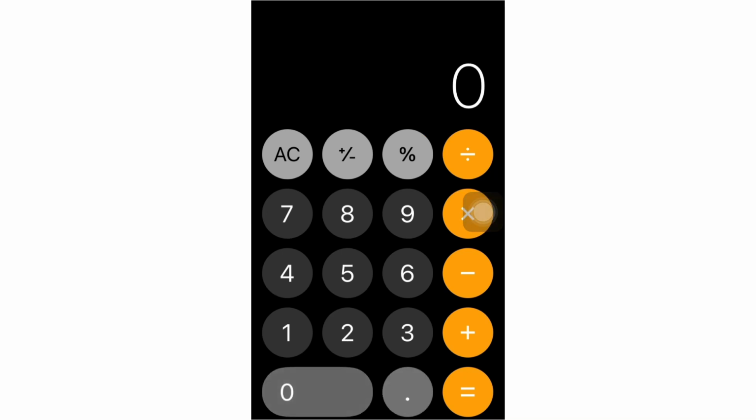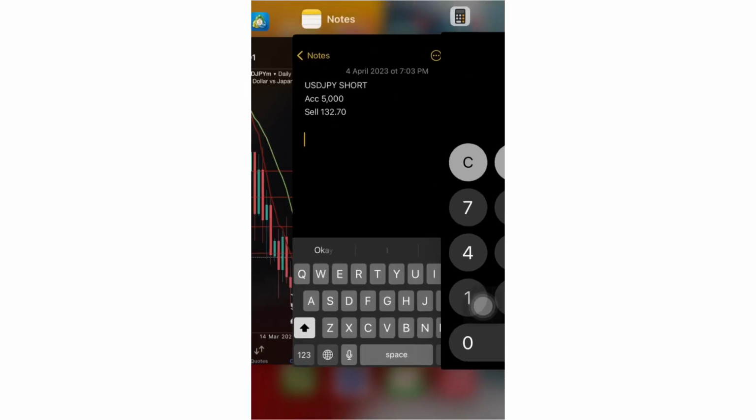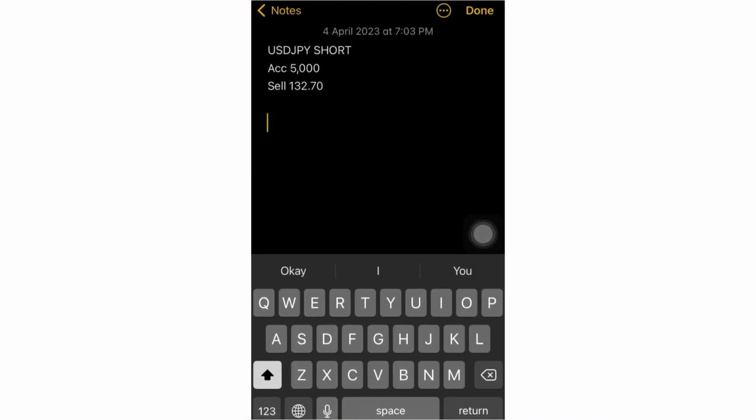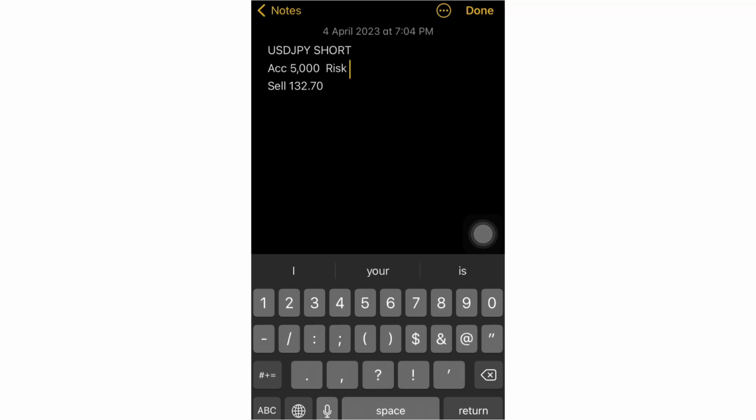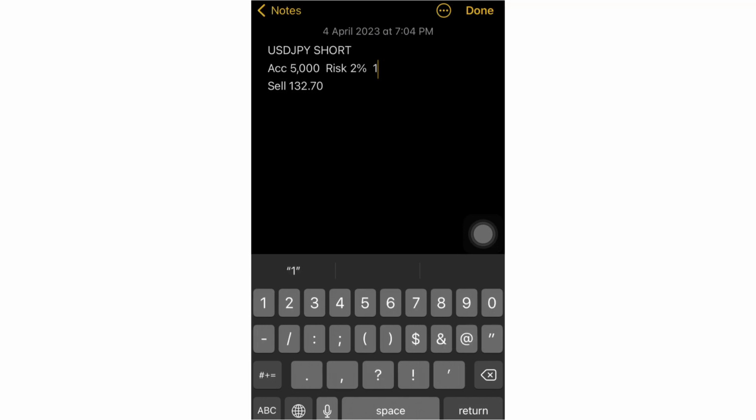No, that's 20%. Sorry, 0.02 times 5,000 should be around 100. Okay, so if I'm risking inside this account, I decide to risk, let's say, for example, 2%, like a trading plan I'm giving you guys right now. So it's going to be 2% of 5,000. That will be $100 in quote currency.